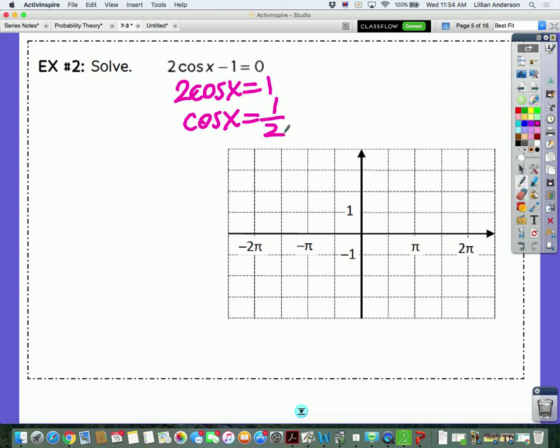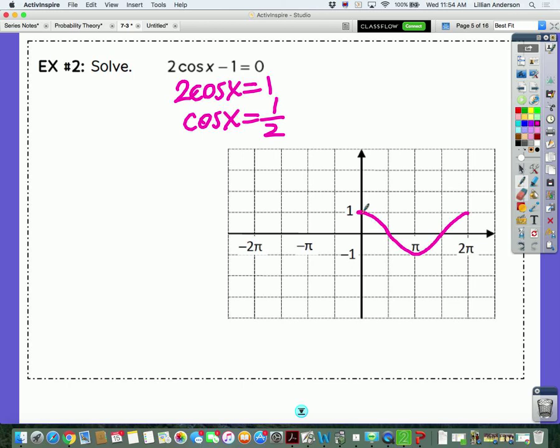So now that we have cosine x by itself, it equals 1/2. So we're going to graph two things here. We're going to graph the graph of cosine, and then we're going to graph the line y equals 1/2. Where does cosine cross the y-axis? At (0, 1). And then from there it goes down, and then down some more, up to 0, back up to 1.